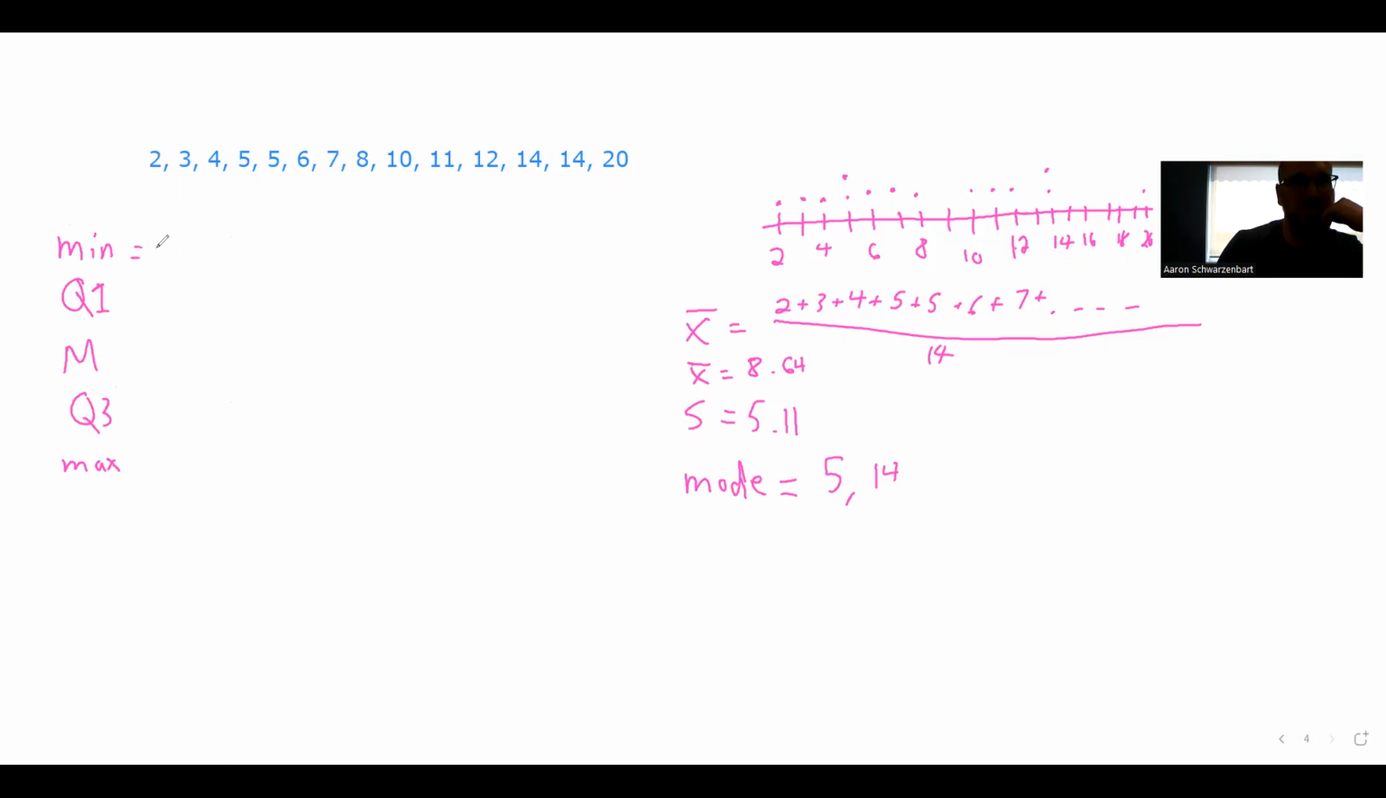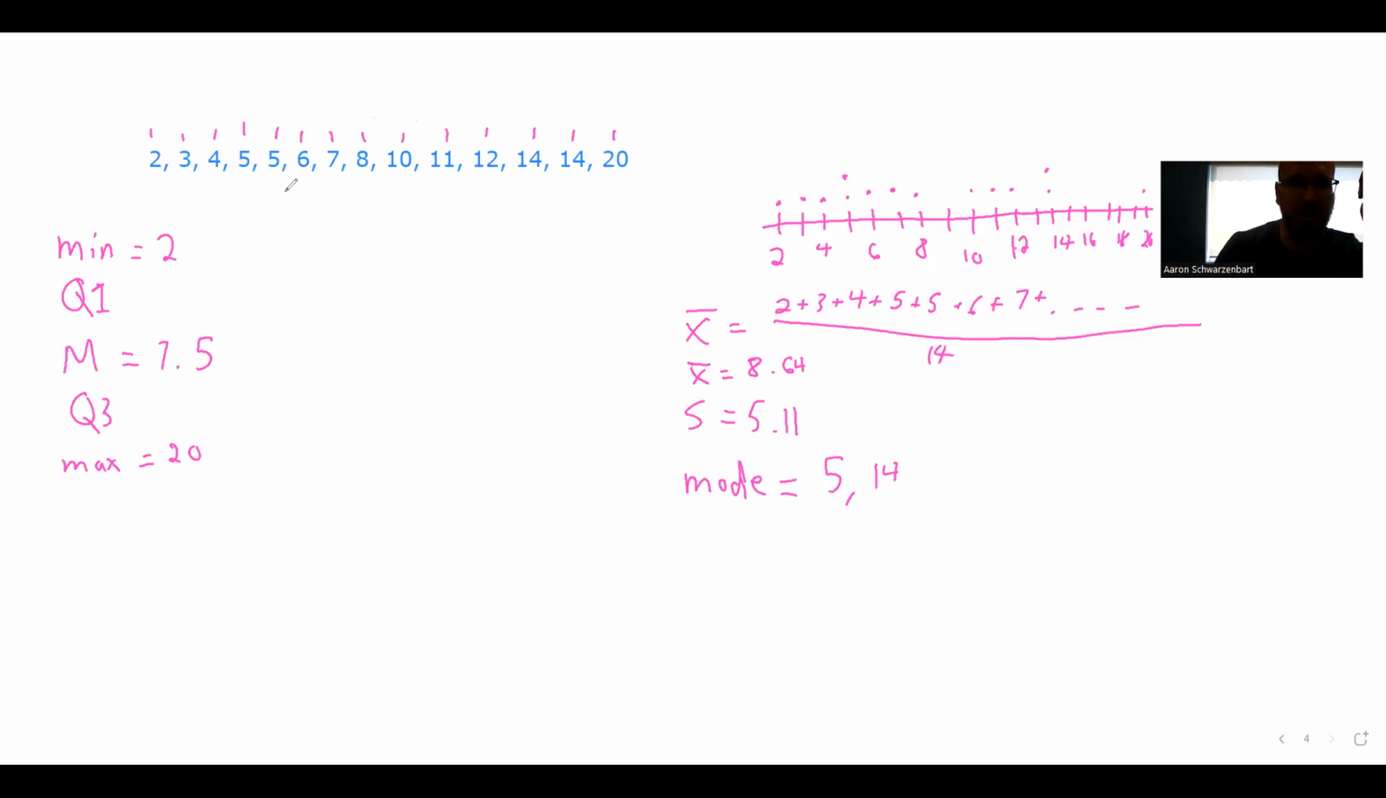So my minimum on my 5-number summary is 2. My maximum is 20. My median, I'm going to find the middle number by canceling from both sides until I get to the middle. It's right halfway between 7 and 8. And I could do 7 plus 8 divided by 2. Or I can just think of it as halfway between. Halfway between 7 and 8 is 7.5.